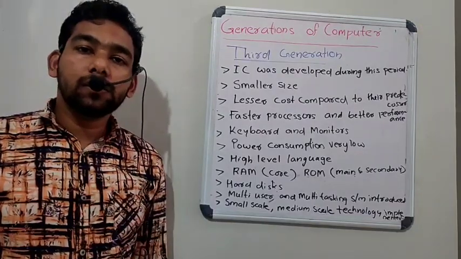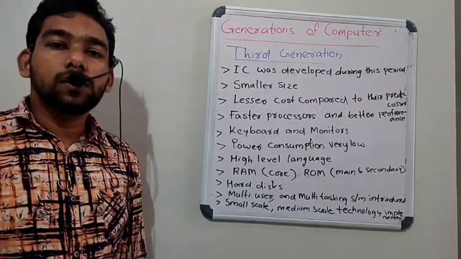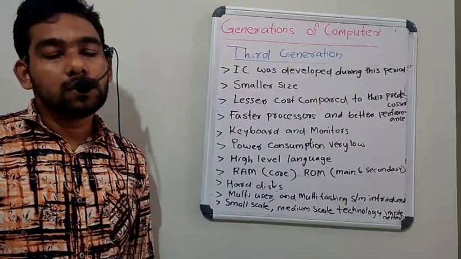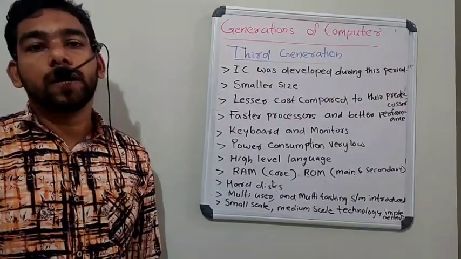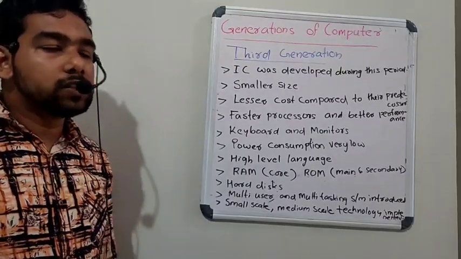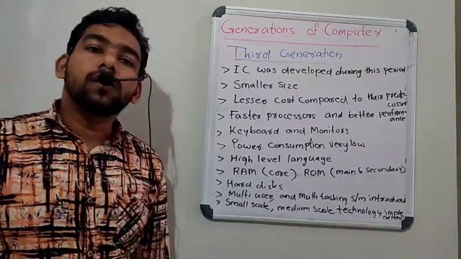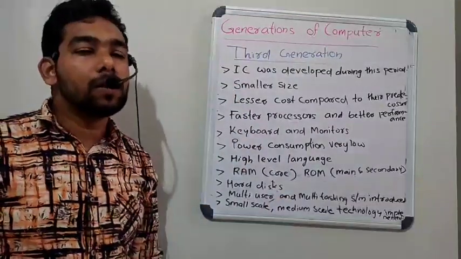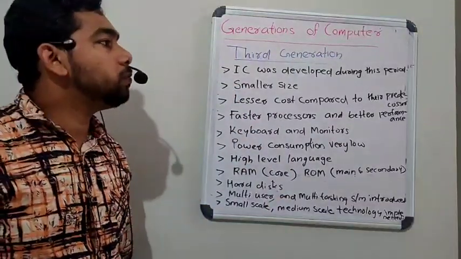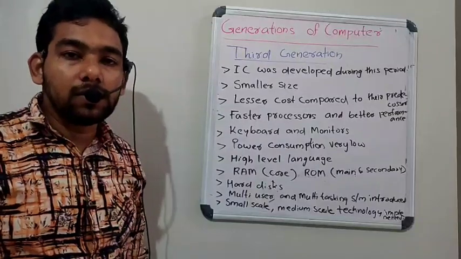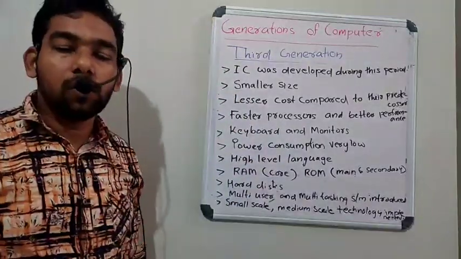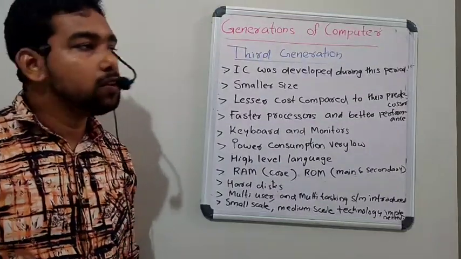Next we will study the third generation computers. Third generation computers have some characteristics. First one, the integrated circuit or IC was developed during this period. The third generation computers used IC technology, or integrated circuits.